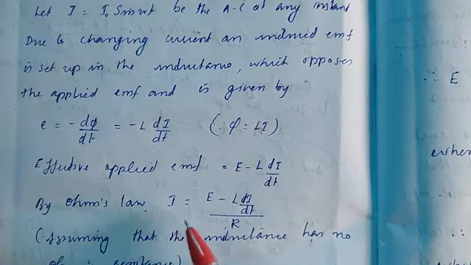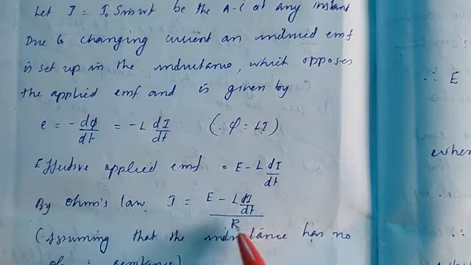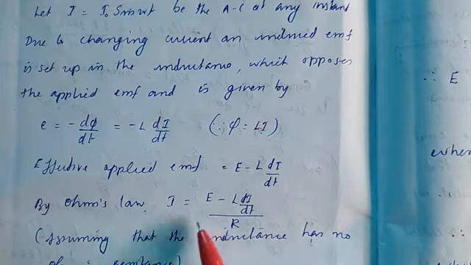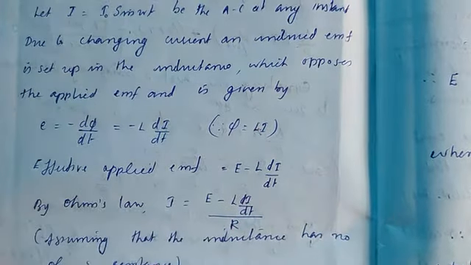By Ohm's law, we can represent I as E minus L into di by dt by R, assuming that the inductance has no ohmic resistance, only inductive reactance. So by Ohm's law, the current in the equation can be represented like this.